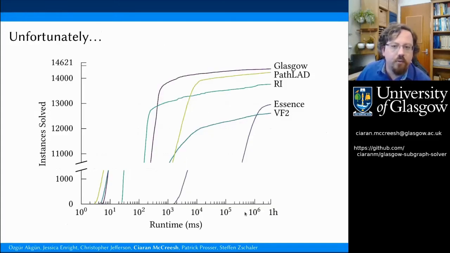Unfortunately, this doesn't work so well in practice. I'm looking at a fairly challenging set of standard benchmark instances here. I'm plotting cumulative number of instances solved over time, comparing the Essence plus Minion constraint programming approach to the current state of the art, which is Glasgow subgraph solver. And reading across the graph, the dedicated solvers are 3 or more orders of magnitude faster than the straightforward constraint programming approach.